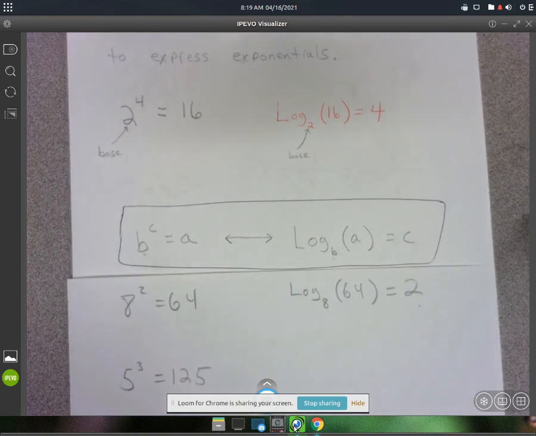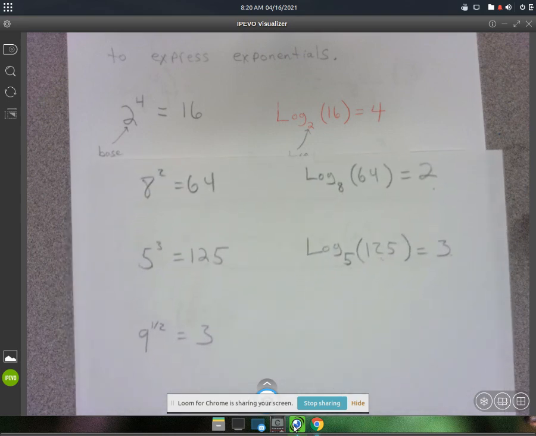Next, 5 to the third equals 125. Log, my base would be 5, and 125 is my answer. So I'm saying 5 multiplied by itself how many times would give me 125? And the answer to that is 3. So 5 to what exponent will give me 125?